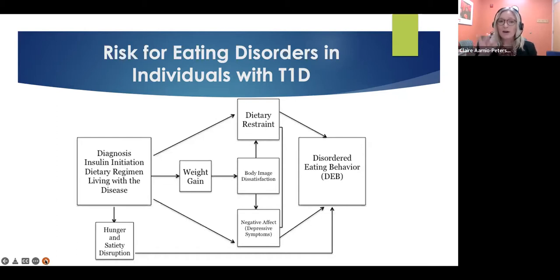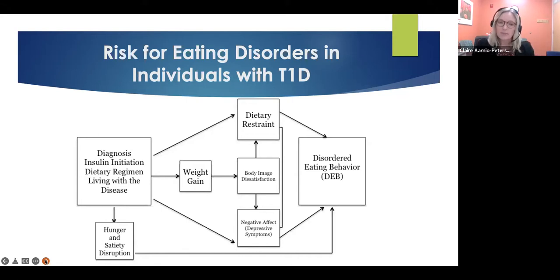And other pathways, there's sort of this pathway through feeling more depressed, and depression can be one way, sort of negative affect can be one way. Folks might binge to alleviate some of that. So if I binge, it sort of helps distract from my negative mood. I feel better, I'm reinforced, I'm more likely to do it again in the future. So that's another pathway. And as we know, folks with type 1 diabetes are at an increased risk for depression anyway, right? So sort of a unique factor there.